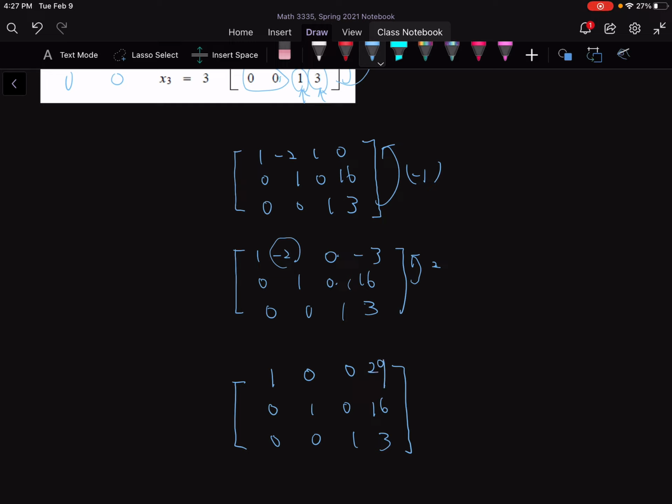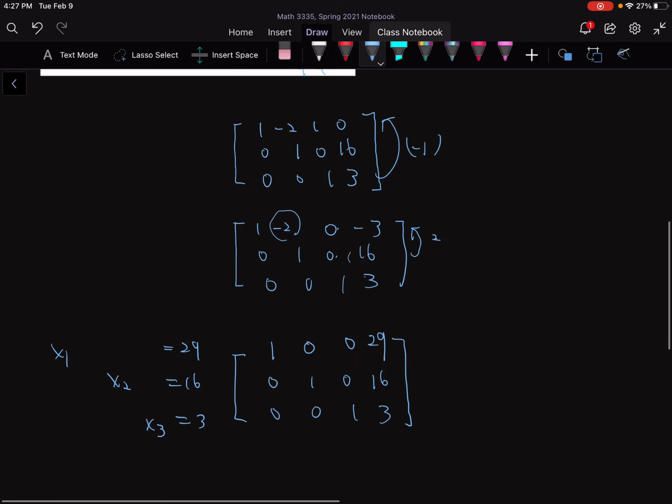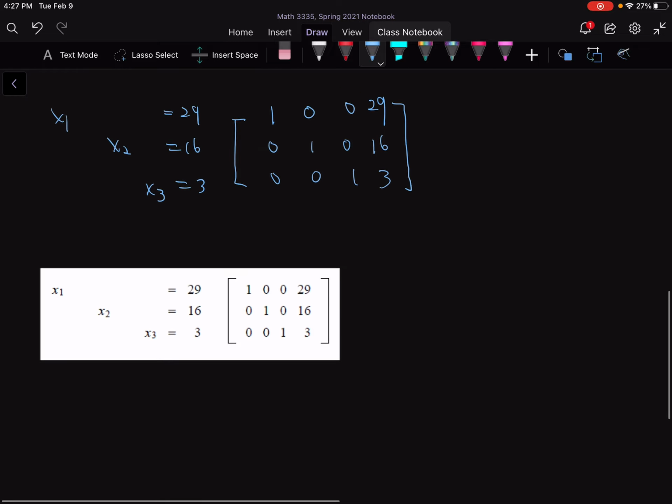So now we have this. If you put on the variables, the corresponding equations would be x1 equals 29, x2 equals 16, and x3 equals 3. Of course, all the 0s we don't have to bother writing down. So the solution is 29, 16, and 3.